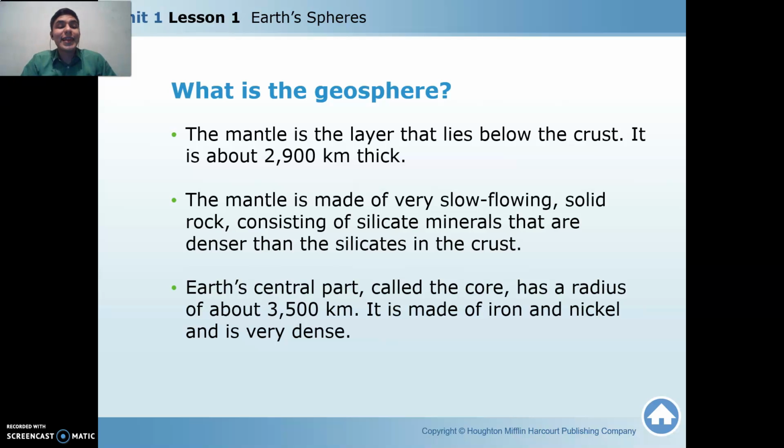And we're going to go with the last part, which is going to be Earth's central part. It's called the core, and it has a radius of about 3,500 kilometers. It is made of iron and nickel, and is very dense.